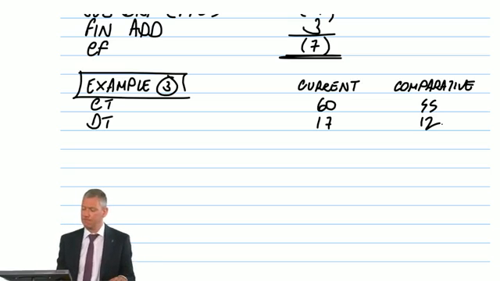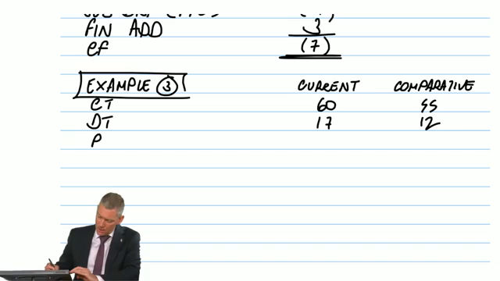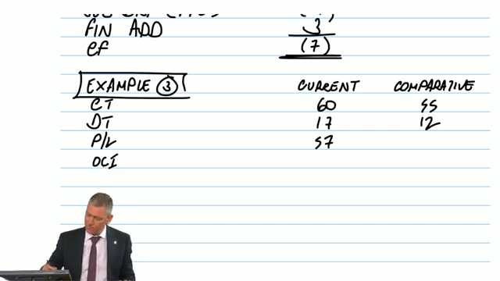Now, we talked a moment ago about the SPLOCI, the Statement of Profit or Loss and Other Comprehensive Income. The P&L has a tax charge and the OCI has a tax charge. So the P&L tax charge is 57 and the OCI tax charge is 3.